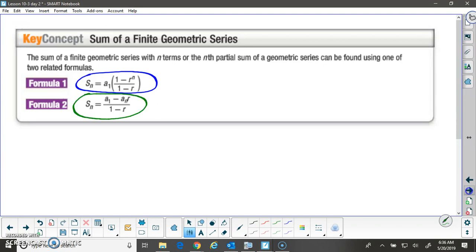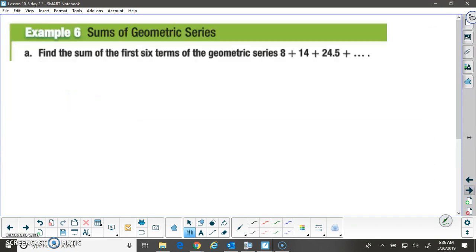We have a different formula right here that sometimes is beneficial. And to use that formula, we also need 3 things. Again, we need A1, the first term. We would need R, the common ratio. And we would need AN, which is the value of our last term. So if you don't know how many terms you're adding up, but you know your last term, I'd use the formula circled in green.